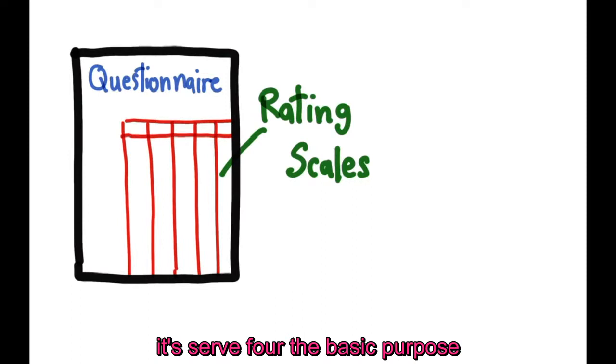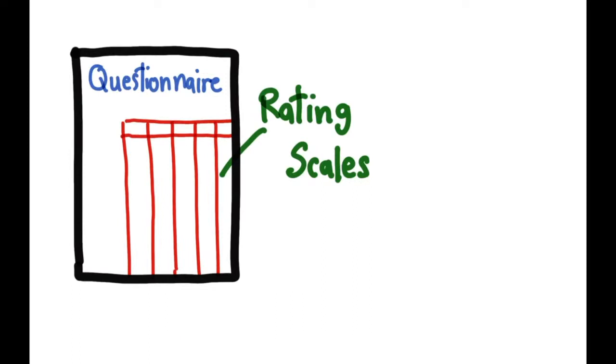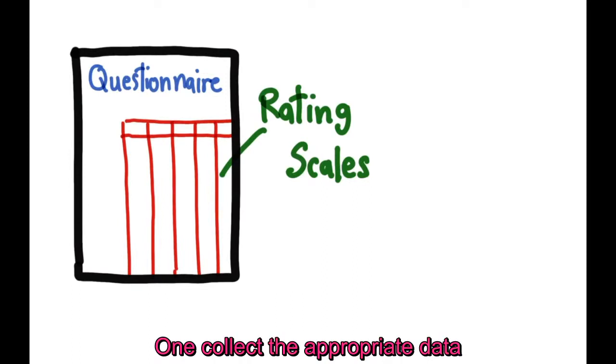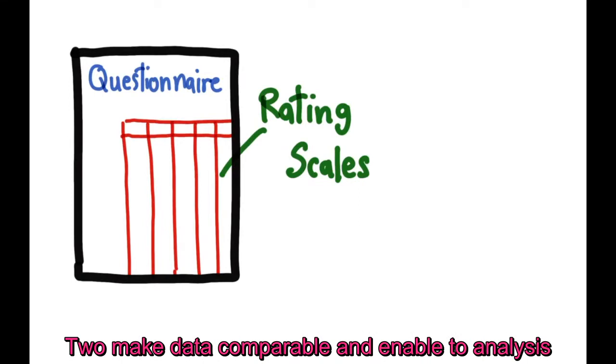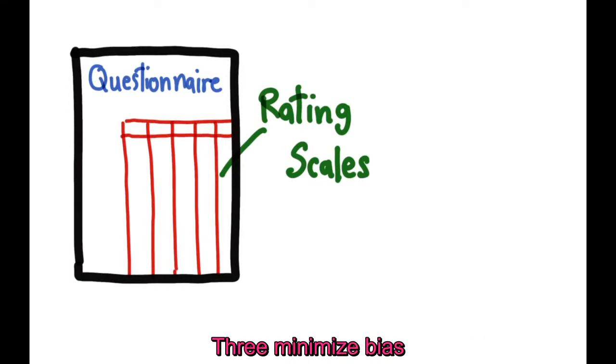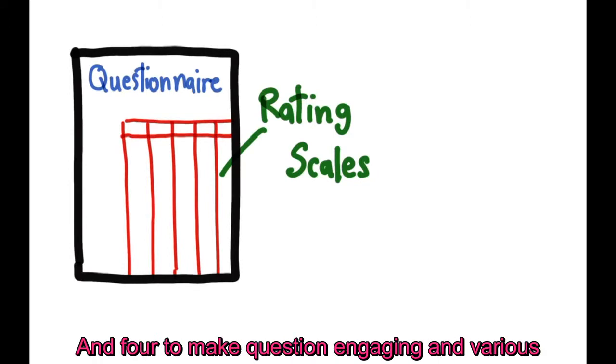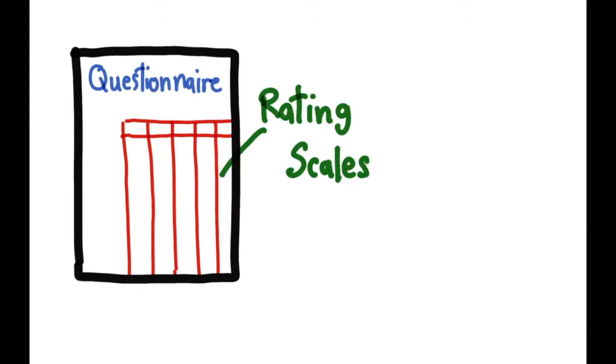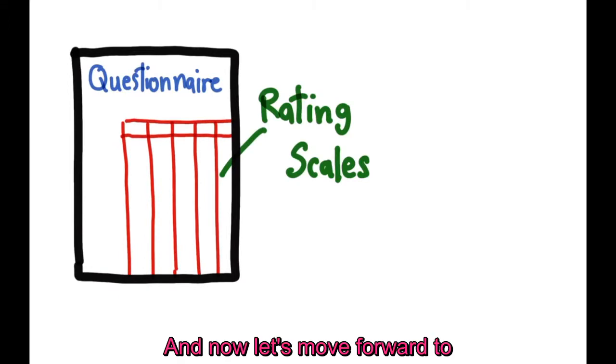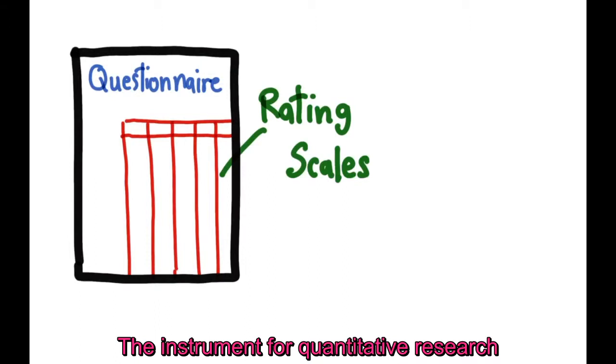It serves four basic purposes. One, collect the appropriate data. Two, make data comparable and amenable to analysis. Three, minimize bias in formulating and asking questions. And four, make questions engaging and varied. And now let's move on to the instruments for qualitative research.